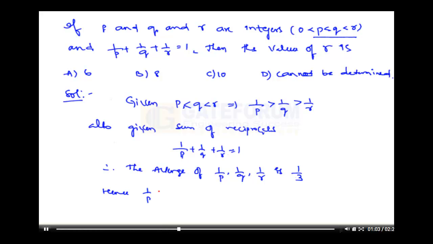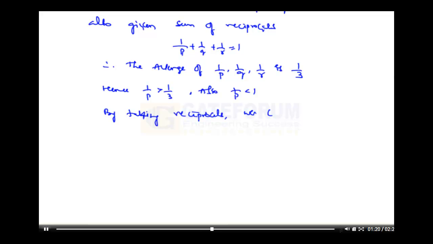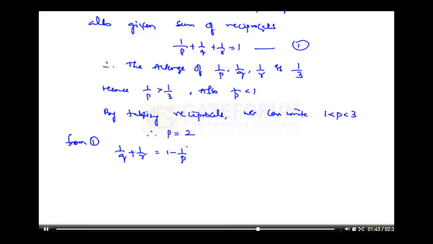Hence we can write here 1/p is greater than 1/3, and we know also 1/p is less than 1. So by taking the reciprocals, we can write here 1 less than p less than 3, and already p is given as an integer, so therefore p can be written as 2. So already from equation number 1 we can write here 1/q plus 1/r is nothing but 1 minus 1/p, that is 1 minus 1/2, which can be written as 1/2 here.